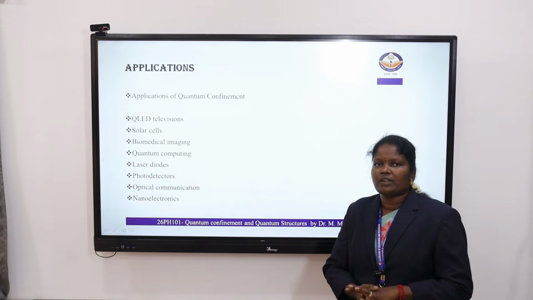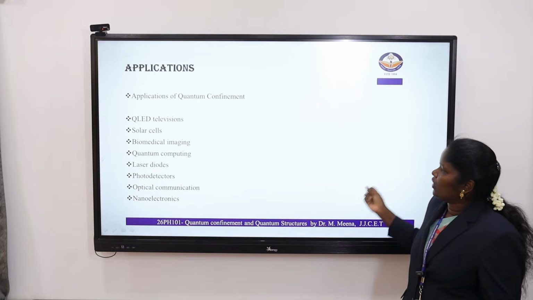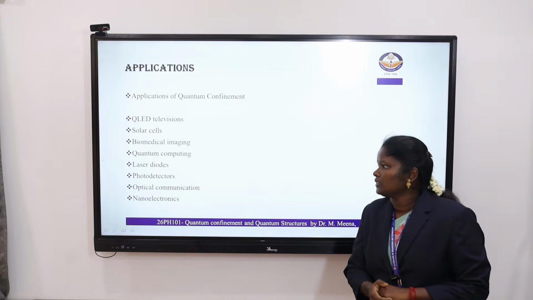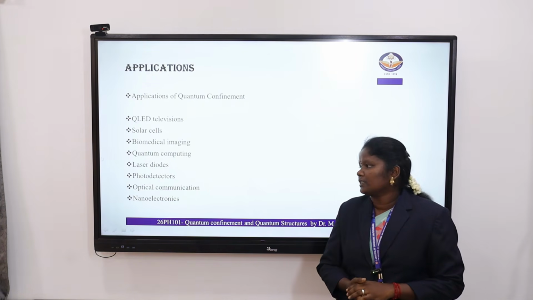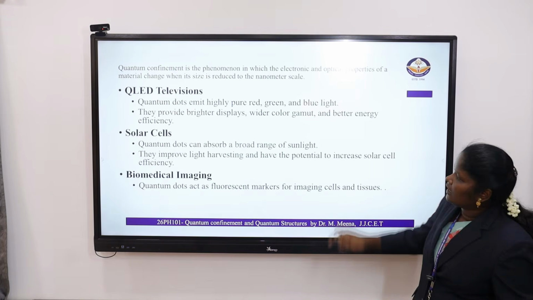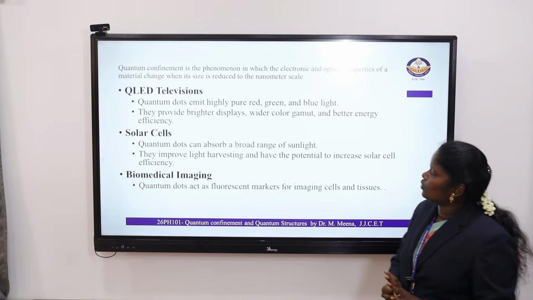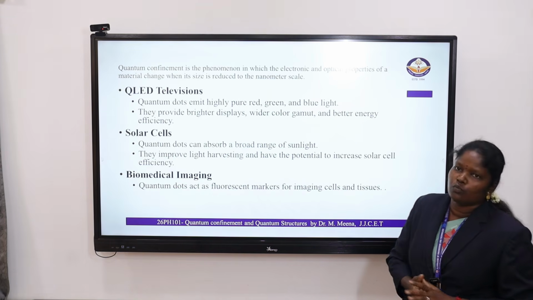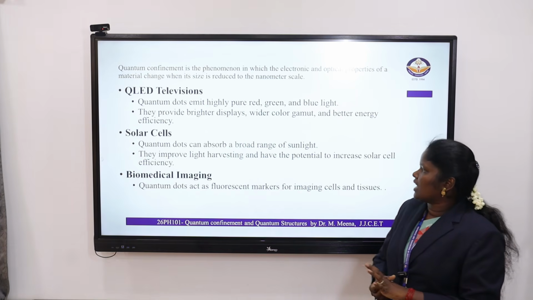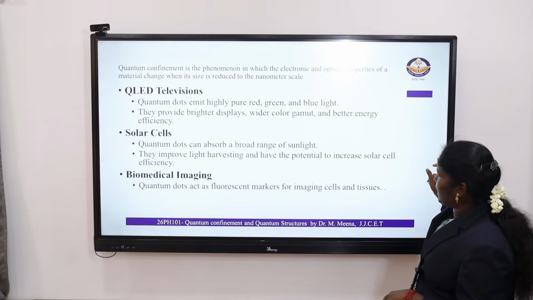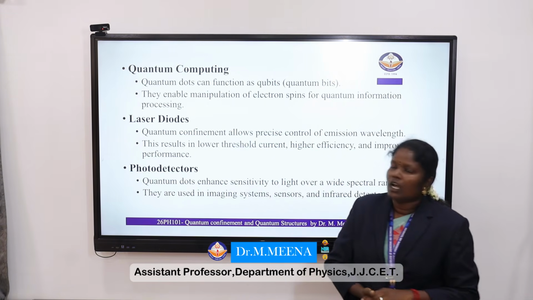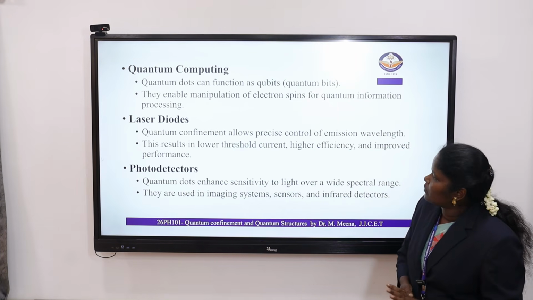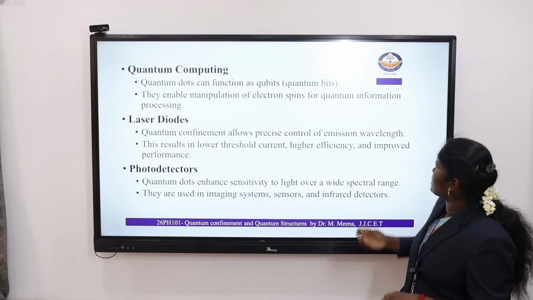Applications of quantum confinement and quantum structures: QLED televisions, solar cells, biomedical imaging, quantum computing, laser diodes, photodetectors, optical communication and nanoelectronics. In QLED televisions, quantum dots emit highly pure red, green and blue light. In solar cells, quantum dots can absorb a broad range of sunlight. In quantum computing, quantum dots can function as qubits. In laser diodes, quantum confinement allows precise control of emission wavelength.